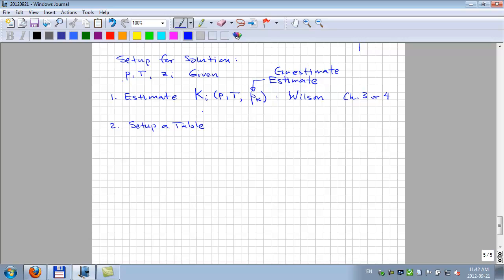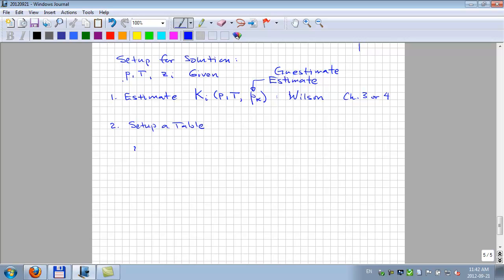Can you give some sense to guesstimate the detail? Yeah, let me finish this first and then I'll come back.